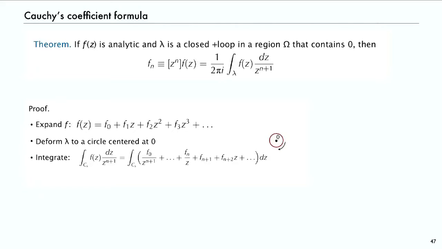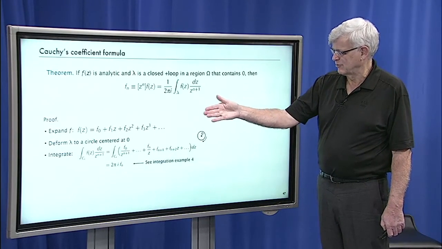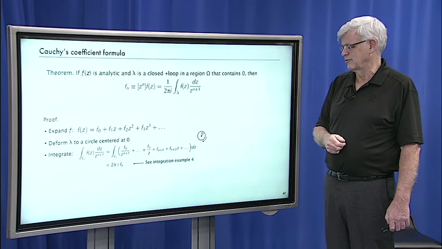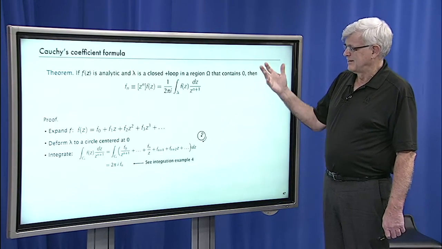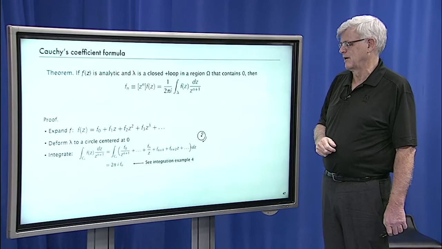So that's the integral. And now if we look at integration example 4, those things are going to be all 0, because we did an integral that said if you integrate z to the n around a circle containing the origin, it's going to be 0 unless the exponent is minus 1. If the exponent's minus 1, the value of the integral is going to be 2 pi i. So the only thing that's left is f sub n times 2 pi i. That proves Cauchy's coefficient formula. Just a consequence of the null integral property of complex integration.